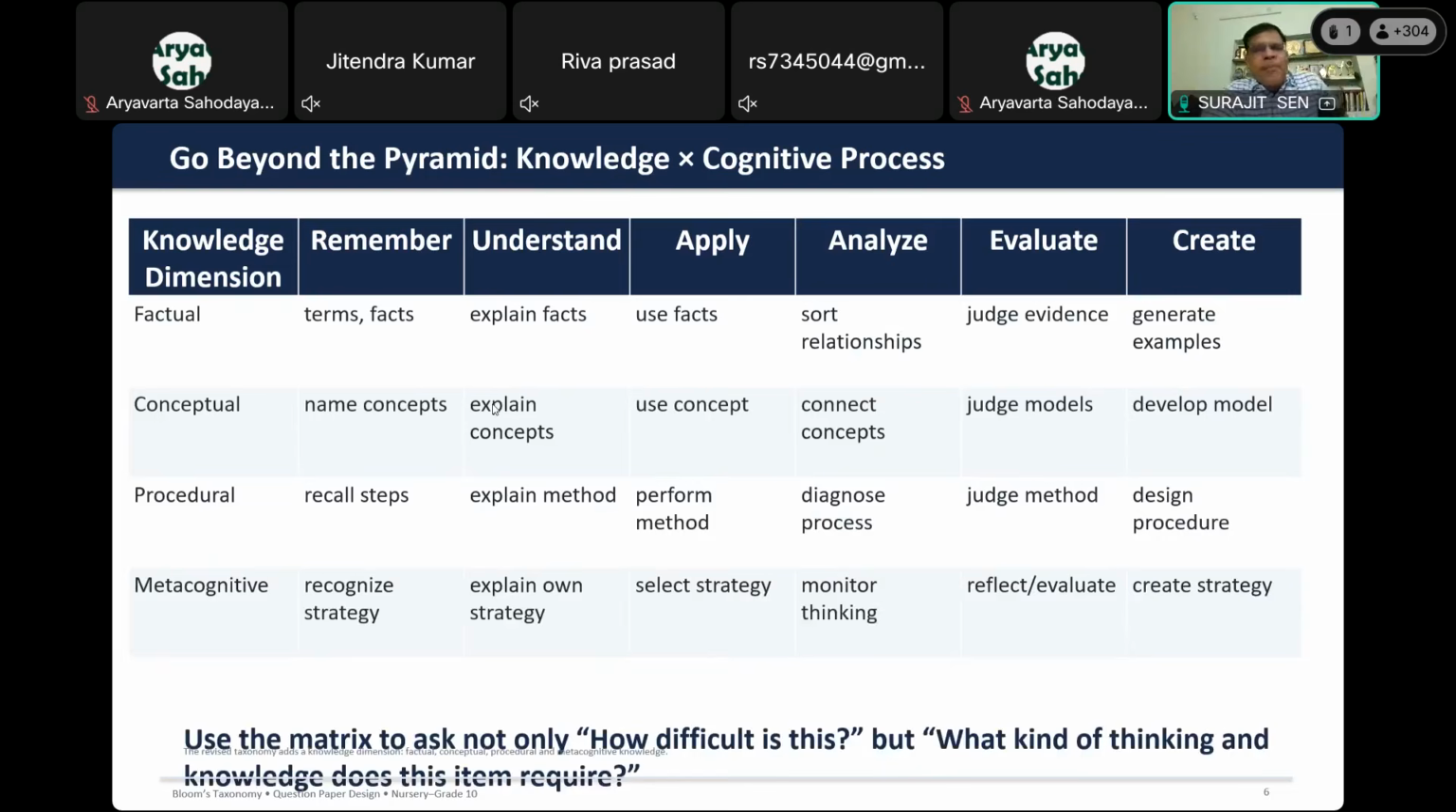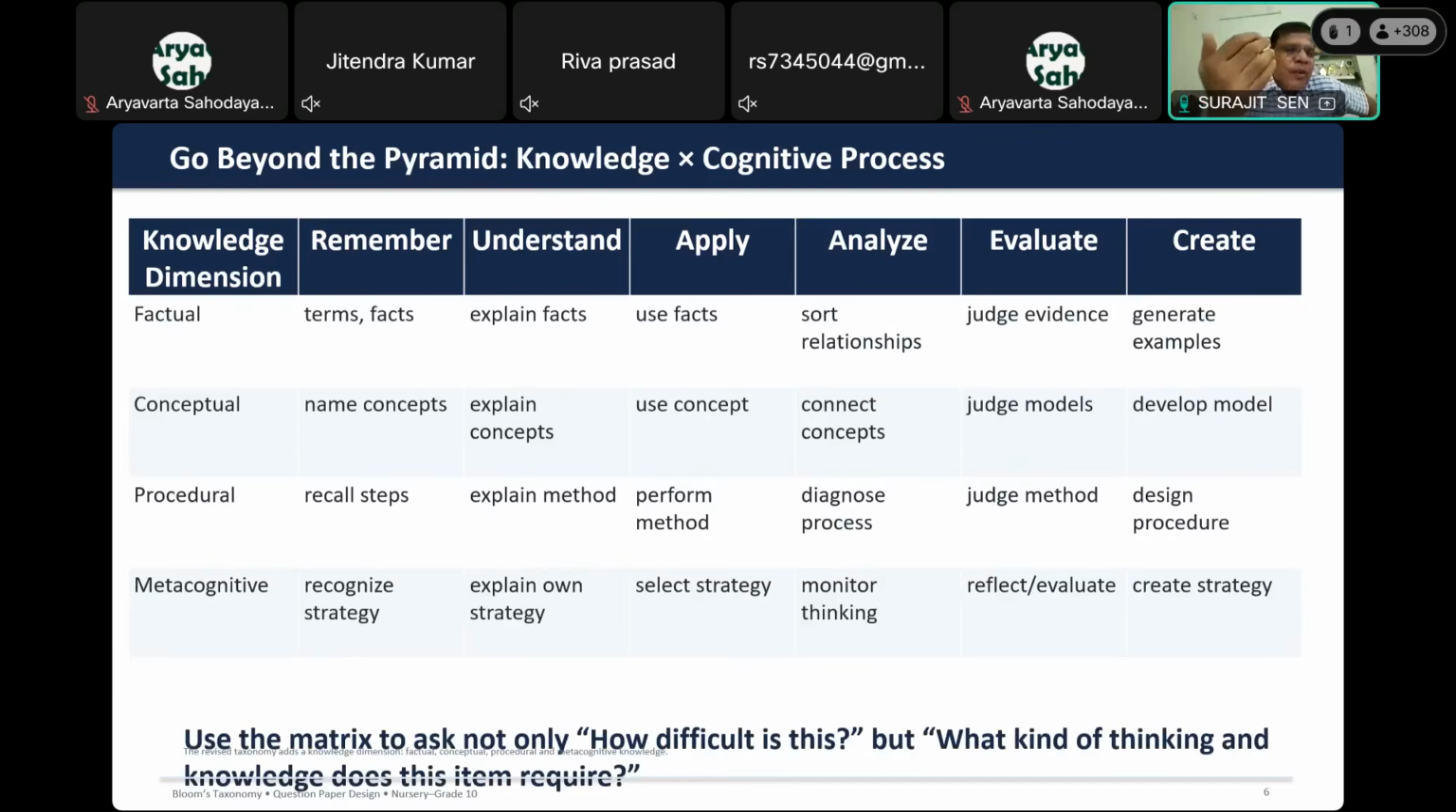Okay, now go beyond the pyramid knowledge in this process. Say, for example, when you are making the question paper, in order to understand the knowledge dimensions of the students, we will use this matrix. You can use this matrix to find out what exactly we need to know from them.